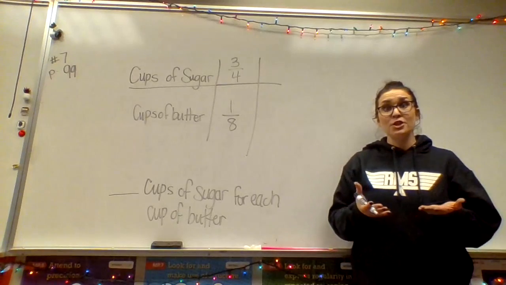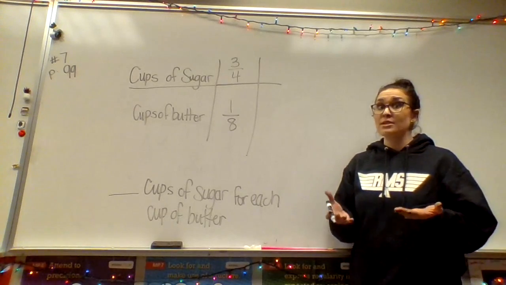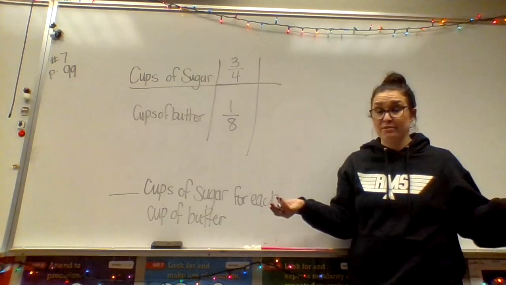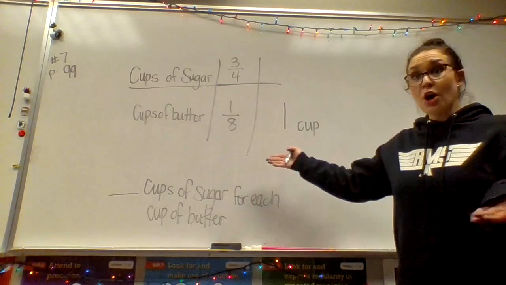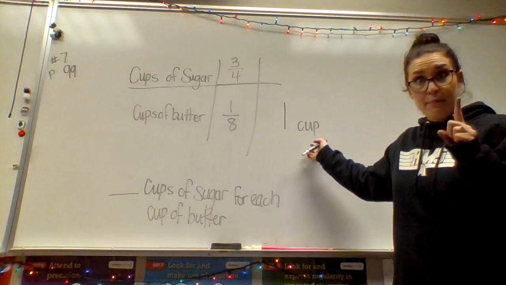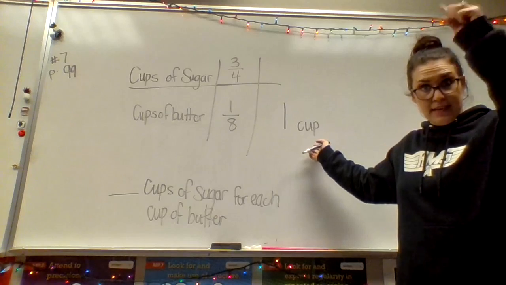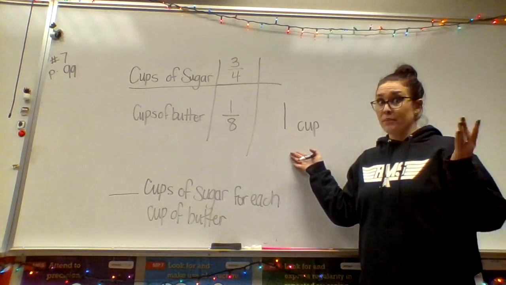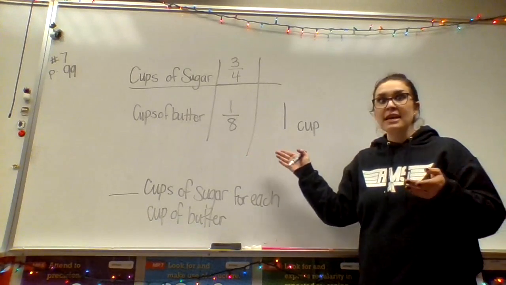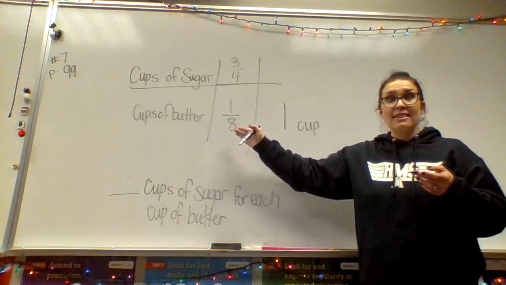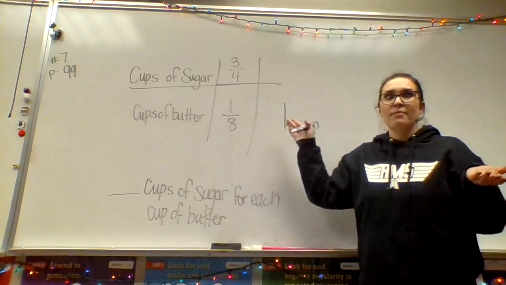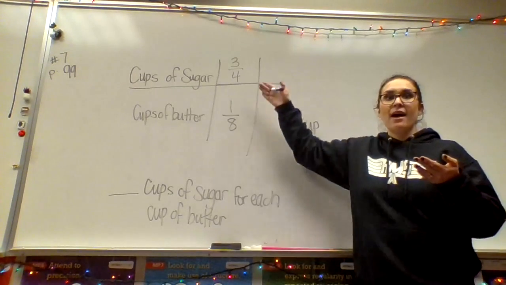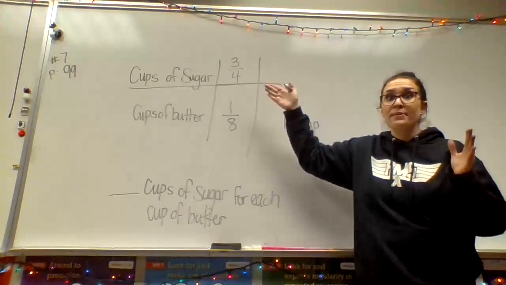So what we're trying to do is put this into a unit rate, 1 cup of butter to however many cups of sugar we need. All right, so I know that I want to get 1 cup of butter. Let's think for a second, my friends. How can I get from 1/8 to 1? Well, that's division, correct? If I divide 1/8 by 1/8, then I will get 1. And remember, whatever I do to my cups of butter, I also need to do to my cups of sugar.